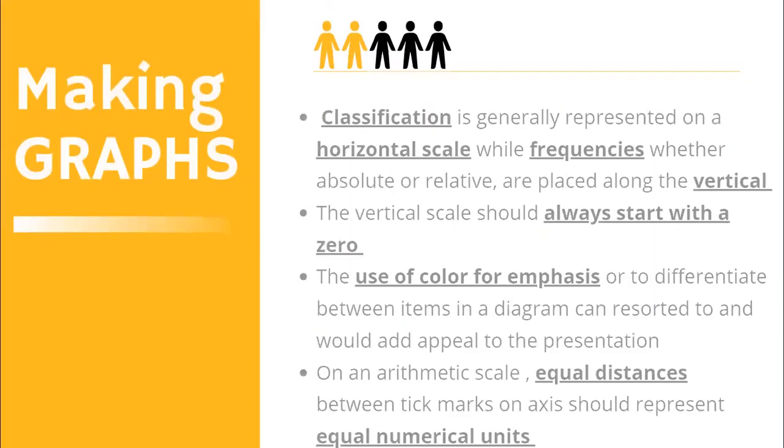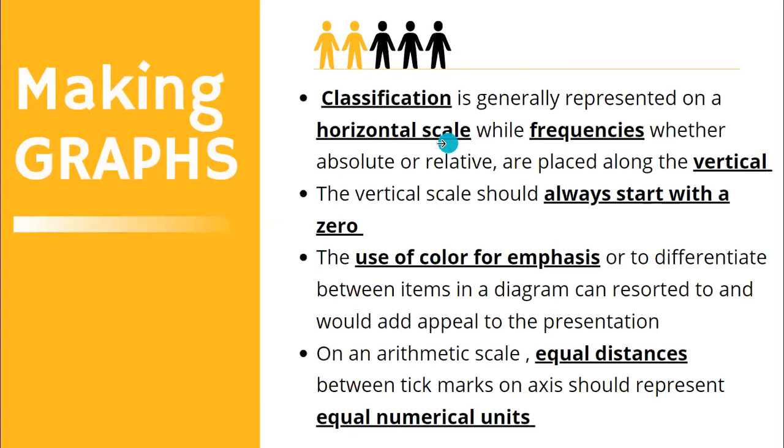So neat looking. So the label for the horizontal are usually represented by the classification, and vertically usually the frequencies. Again, classification is usually represented in the horizontal scale, whereas the frequencies are represented in the vertical scale. And in the vertical scale, you always start your measurement with 0, and you may opt to use color for emphasis, no?